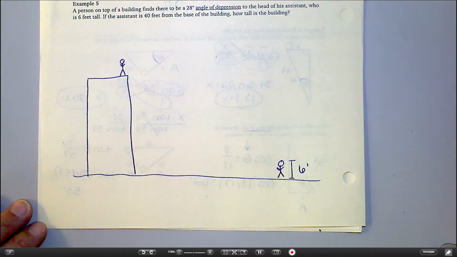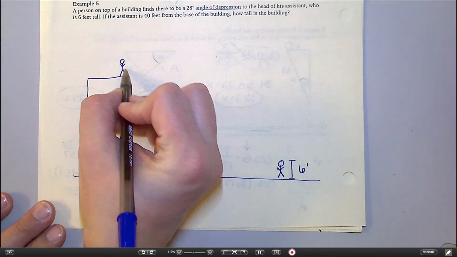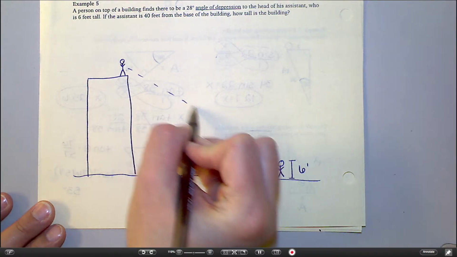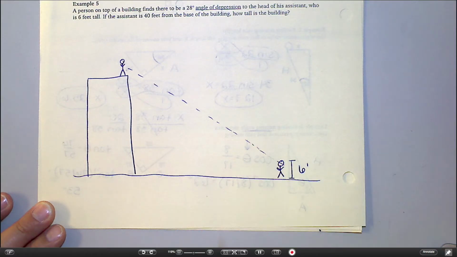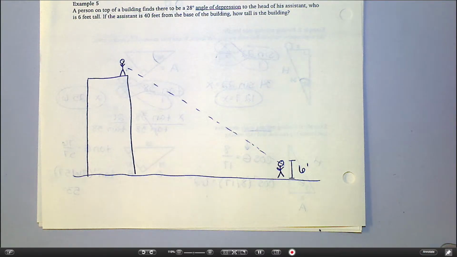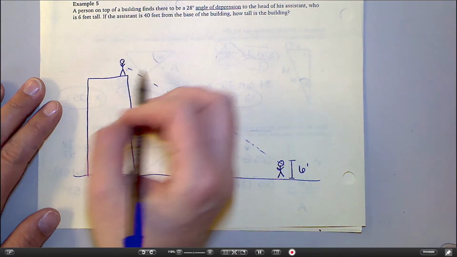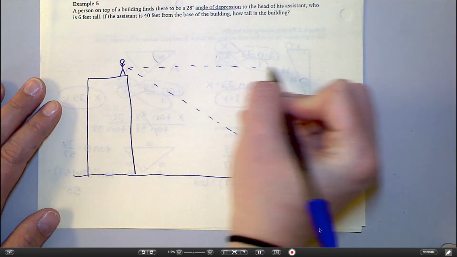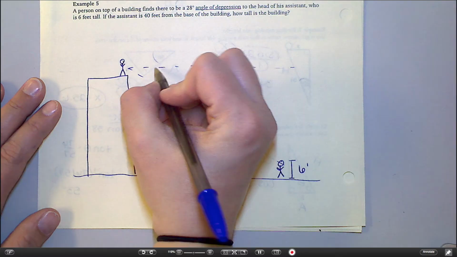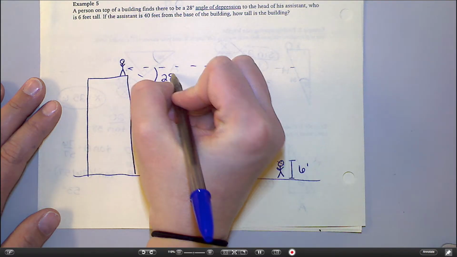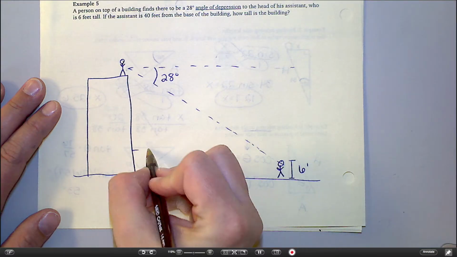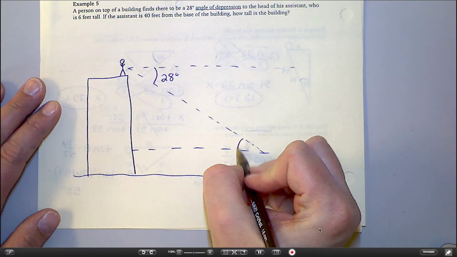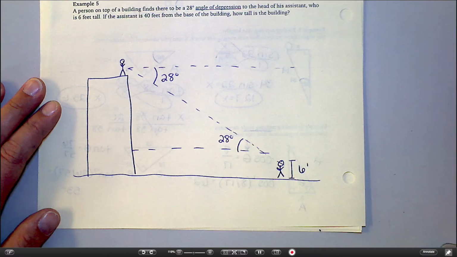So this guy's 6 feet tall, and he's looking down at his friend at a 28-degree angle of depression. So where does the 28 degrees go? If this guy was looking straight ahead, and I made him looking from like his waist, but whatever, this is really your 28-degree angle. Which means, if I fill this in, this angle would also be 28 degrees.